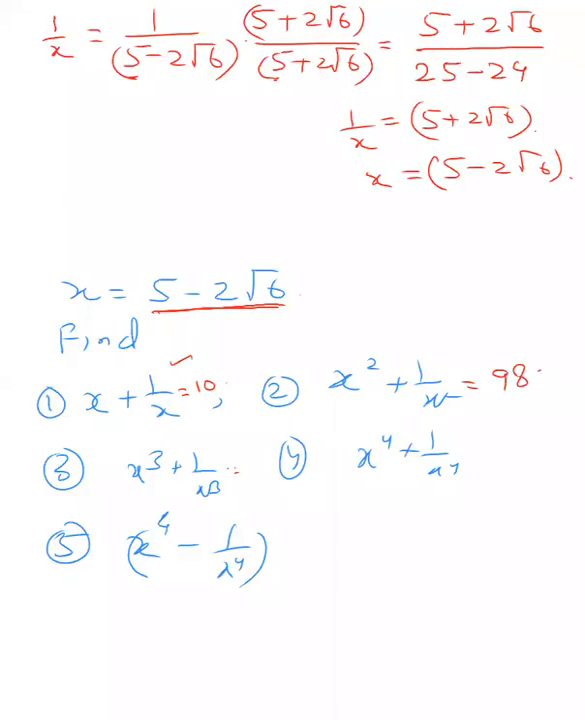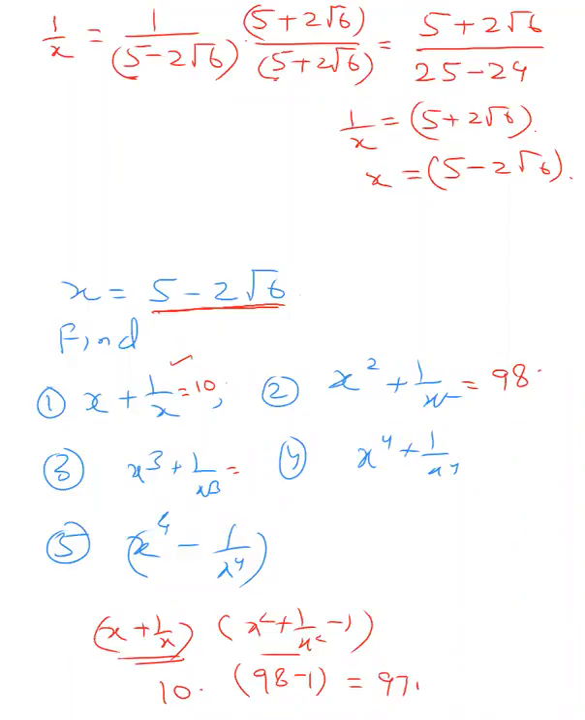Third, we know that for this formula, x plus 1 by x is common out. This is x square plus 1 by x square minus 1. x plus 1 by x is 10. x square plus 1 by x square is 98 minus 1. Right? 98 minus 1, 97. So 970. Right? Again, for x to the power 4 plus 1 by x to the power 4, square of this. So 98 square and minus 2 will be the answer of this.